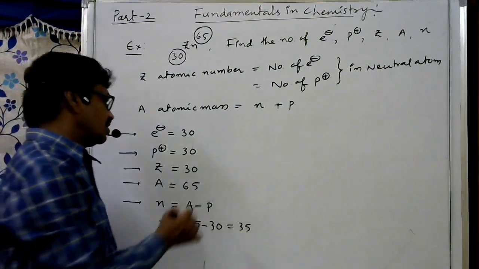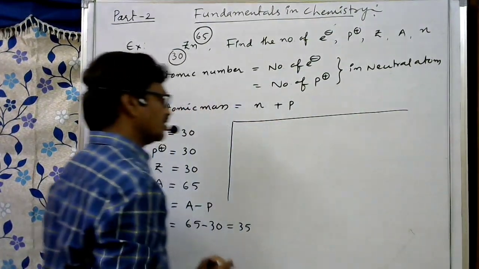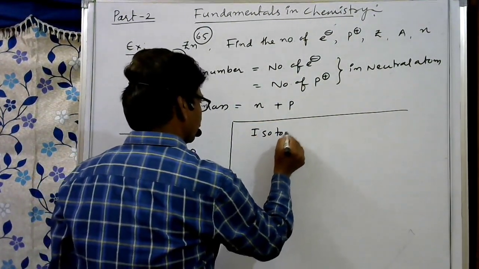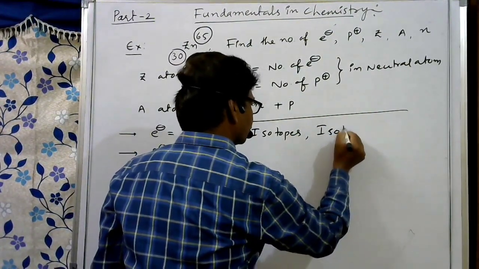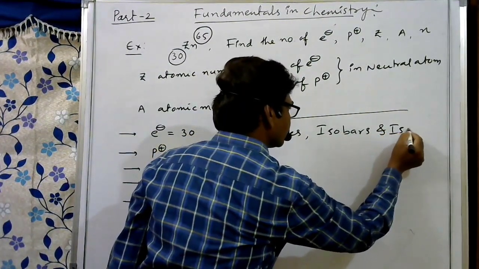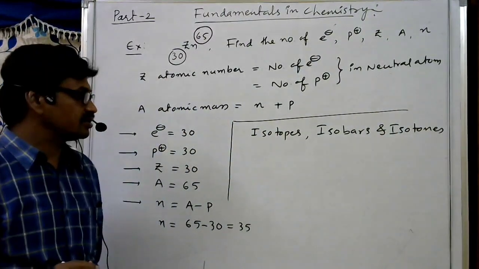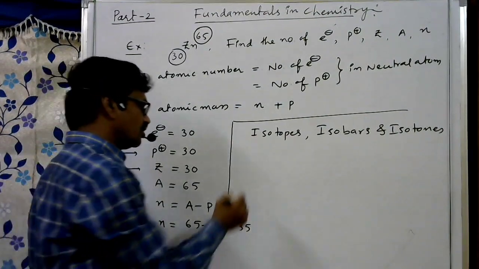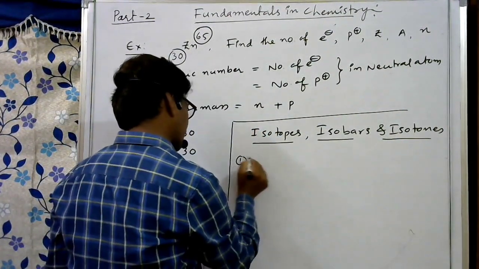Next we will discuss some more terms. They are nothing but isotopes, isobars and isotones. What are isotopes? What are isobars? Then what are isotones? One by one we'll discuss. Here, first, isotopes.